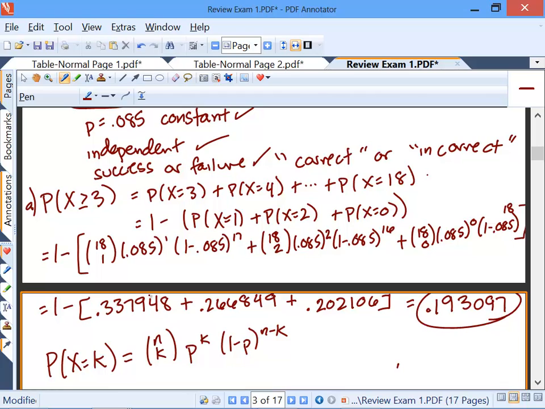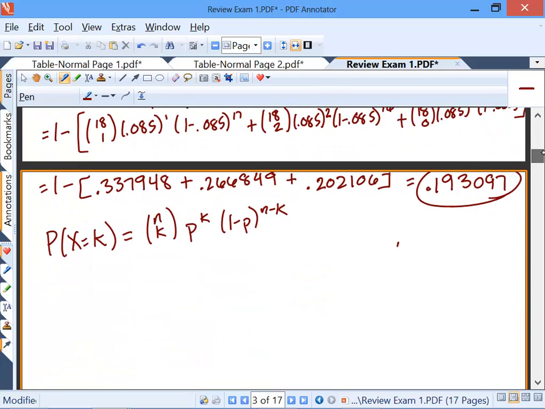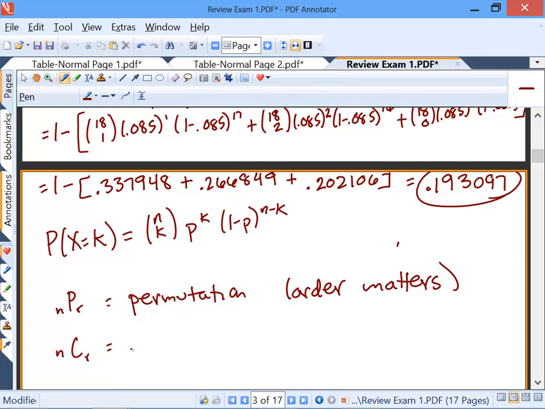Okay, so any questions on this? It's just kind of using the calculator. Like, what's the difference between NCR and NPR? So using the calculator, we have NPR and NCR. Anyone want to answer that question? Order matters, right? So we use this if we have a permutation, which is when order matters. And we use this one if we have a combination, which is when order doesn't matter.